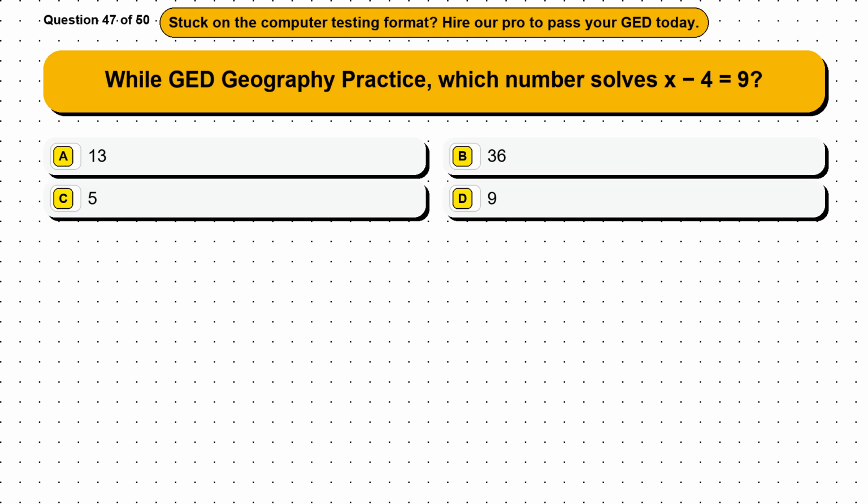Question 47. While GED Geography Practice, which number solves x − 4 equals 9? Option A, 13. Option B, 36. Option C, 5. Option D, 9.